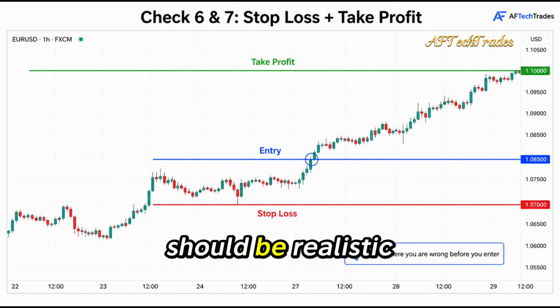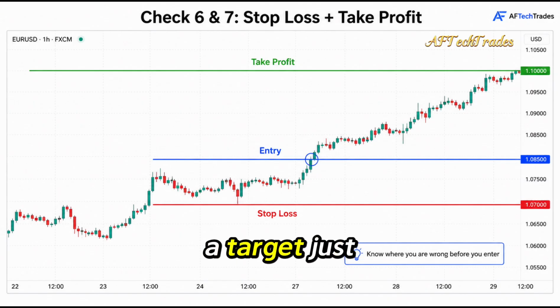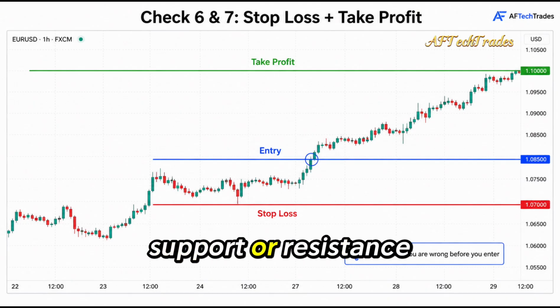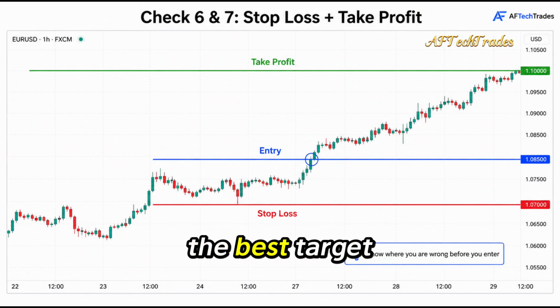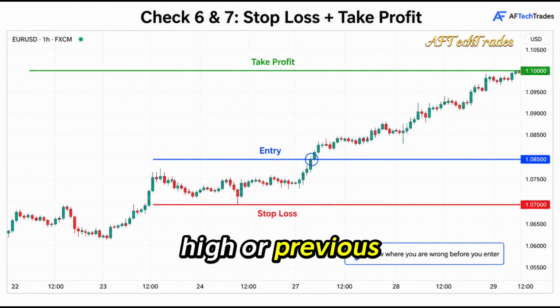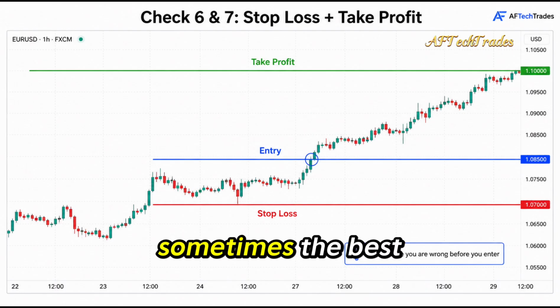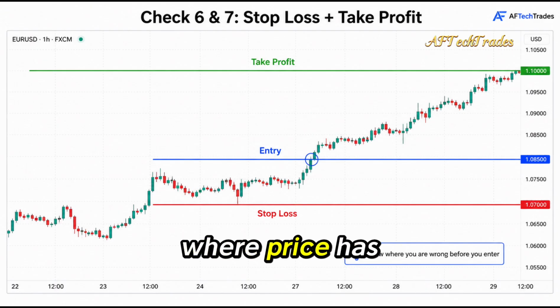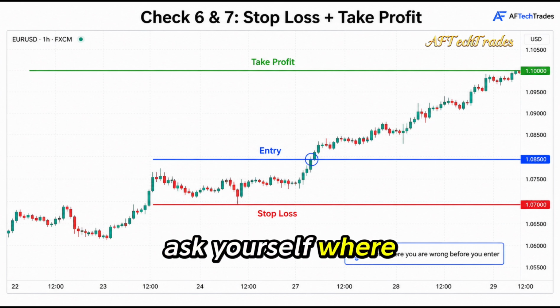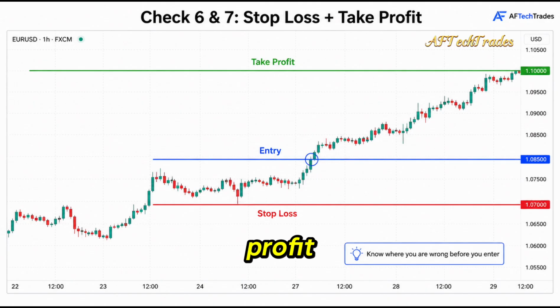Your take profit should be realistic. Do not choose a target just because you want big money. Choose a target because the chart gives you a reason. Sometimes the best target is the next support or resistance. Sometimes the best target is the previous high or previous low. Sometimes the best target is a clean level where price has reacted before. Before entering, ask yourself, where is the logical place to take profit? If you cannot find a realistic target, the trade may not be worth taking.